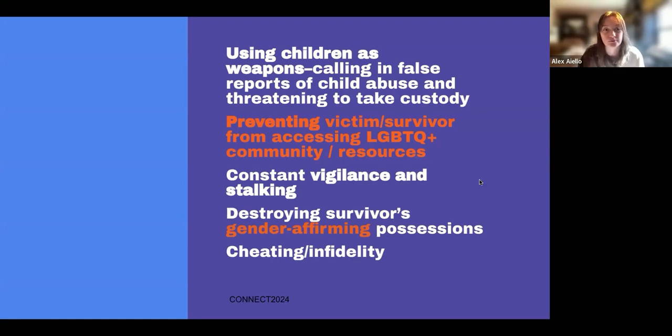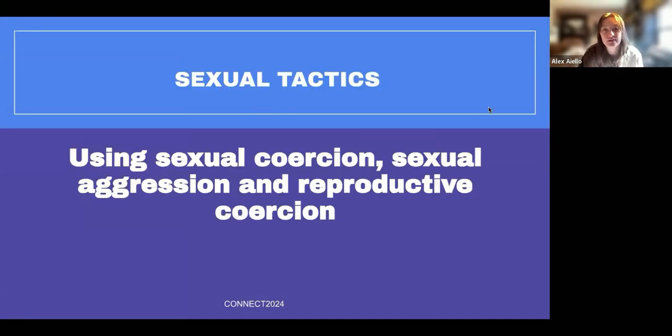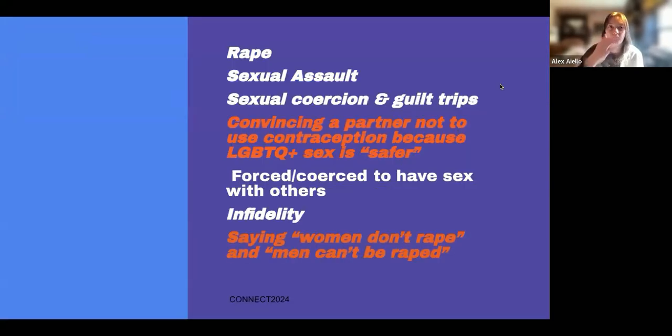Then we have sexual tactics, which could include sexual coercion, which is forcing someone to engage in sexual activity they don't want to, sexual aggression, violence, and also reproductive coercion, so controlling aspects of reproductive health. Here are some examples of sexual abuse. We have rape and sexual assault, also sexual coercion or guilt trips, making someone feel that they owe their partner sex or pressuring them to have sex.